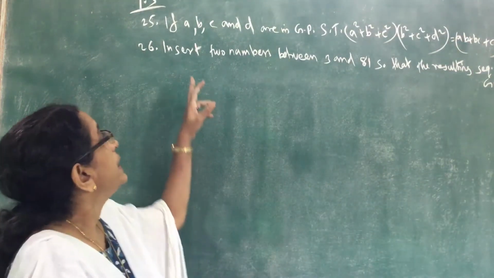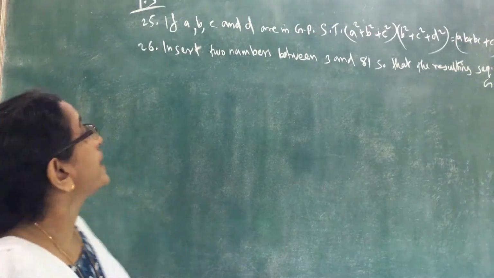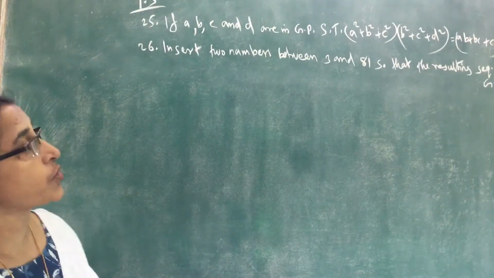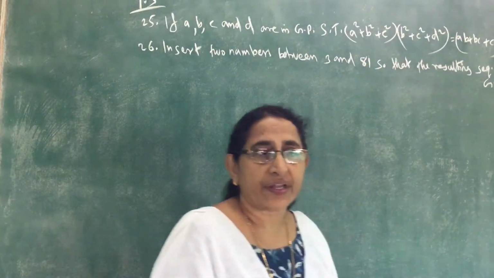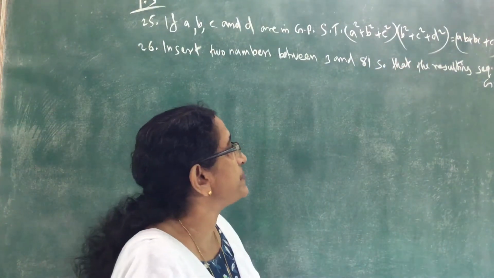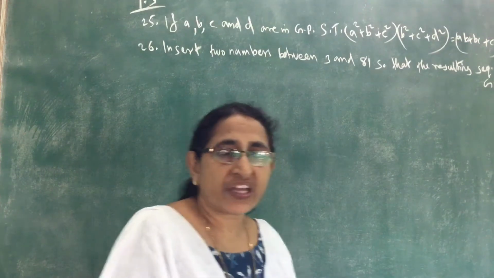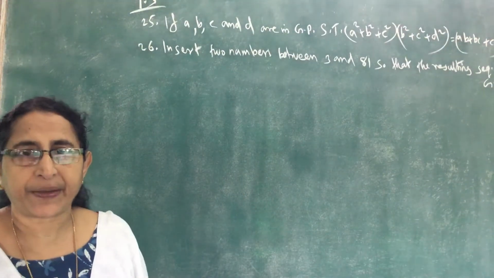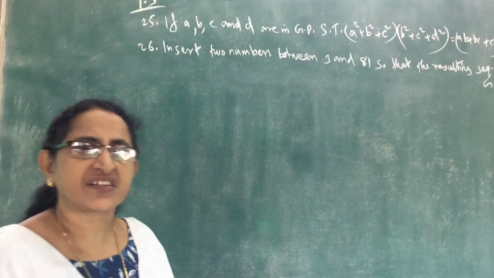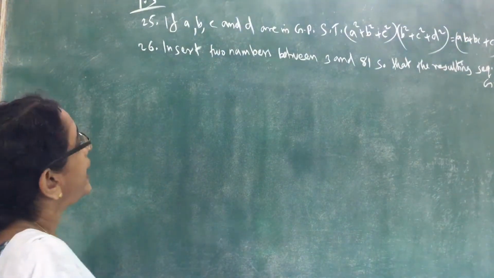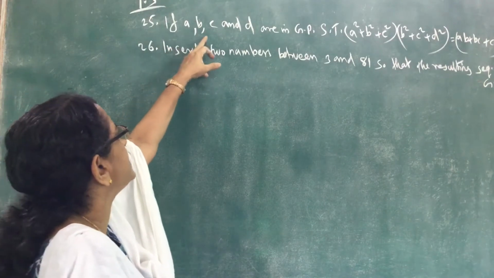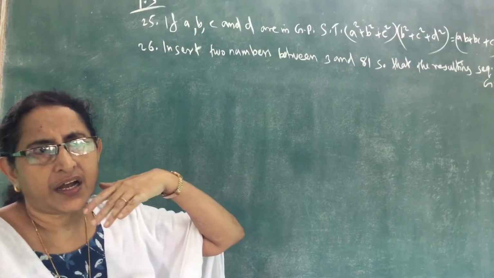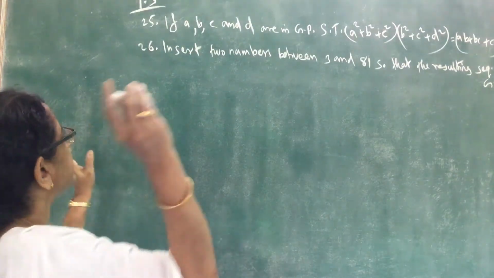25th one. If A, B, C, D are in GP, show that (A square plus B square plus C square) into (B square plus C square plus D square) equals (AB plus BC plus CD) whole square. So given that A, B, C, D are in GP, we can consider the first term small letter A and common ratio R. So we can write A, B, C, D, four numbers in the geometric progression as.